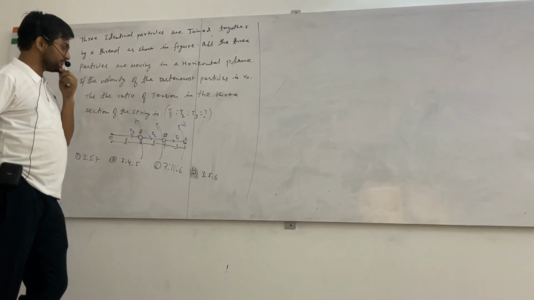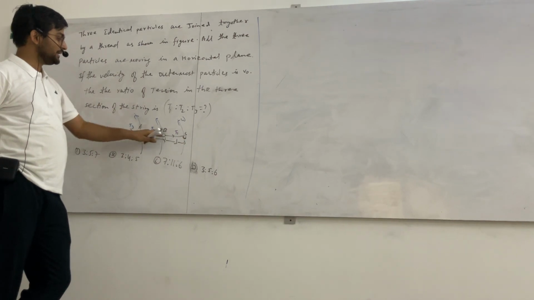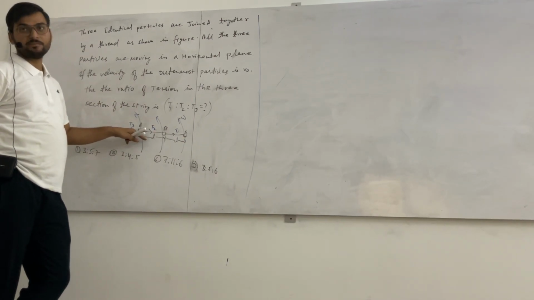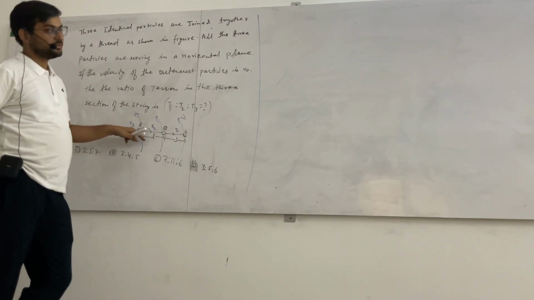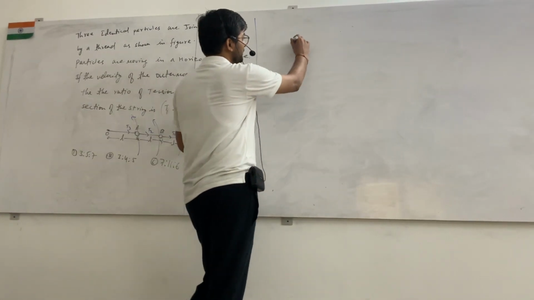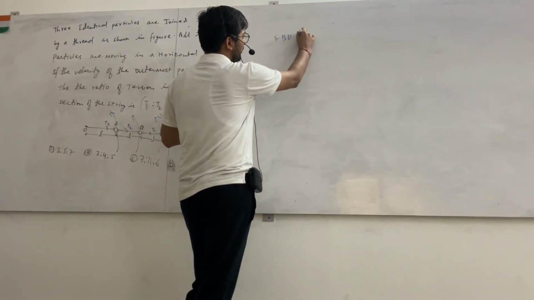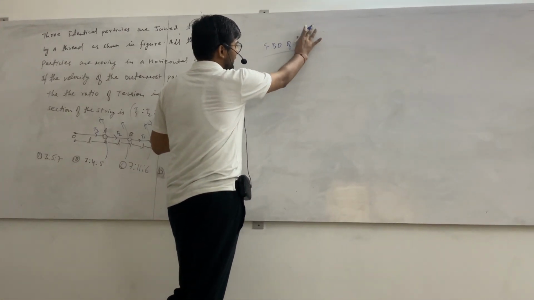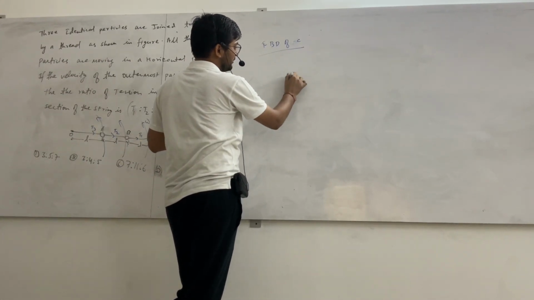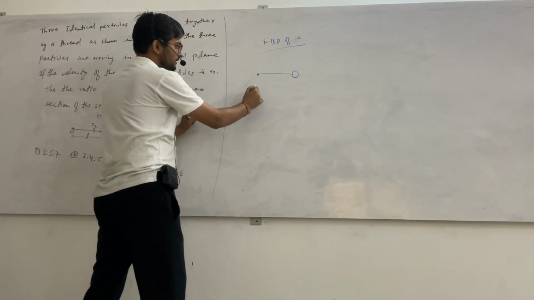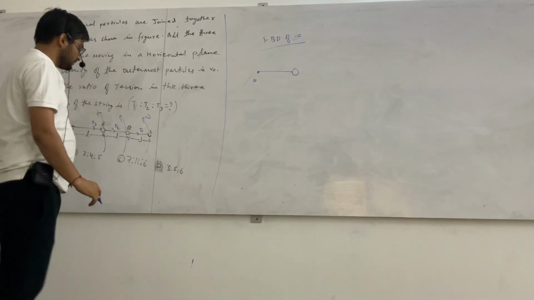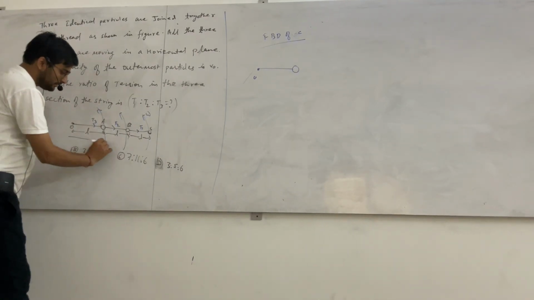So if we draw the free body diagram of points C, B and A, then we can easily find the tensions T1, T2 and T3. So firstly we draw the FBD of C. In the FBD of C, if we are talking about the length from the origin to C, the length is 3L.